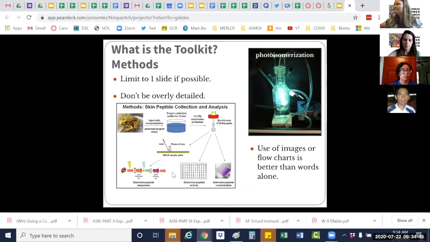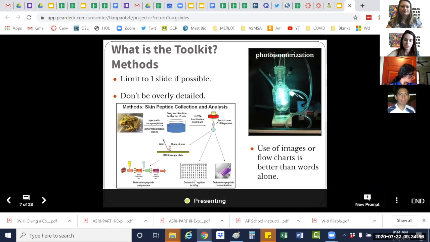Frog was injected with norepinephrine to release peptides. Peptides were enriched with C18 SepPacks. MALDI-TOF mass spectrometry was used to identify the peptides present, and growth inhibition assays were used to determine if the peptides were effective at killing the fungus. Just like that, very brief.